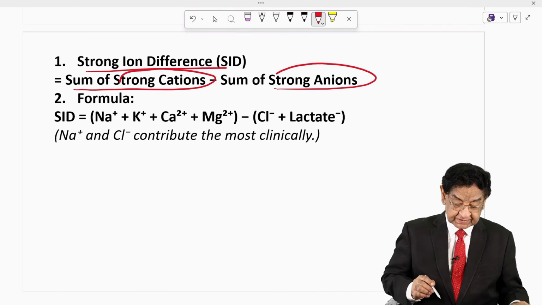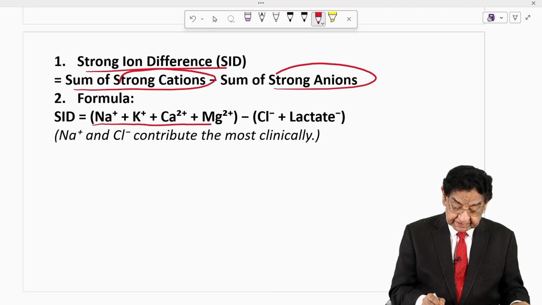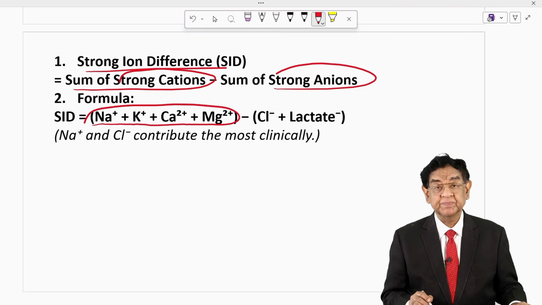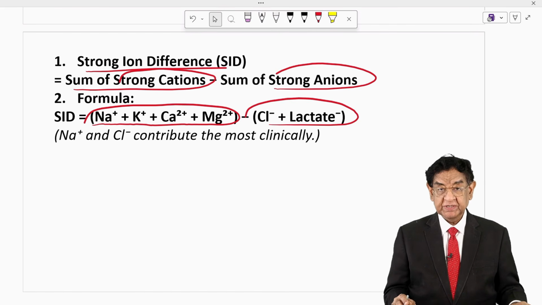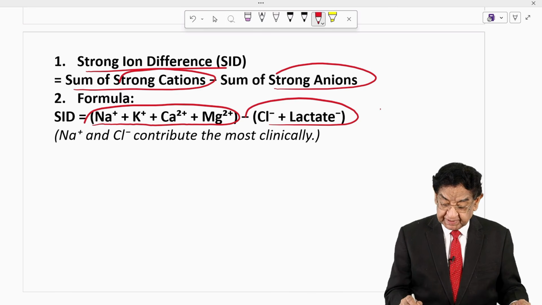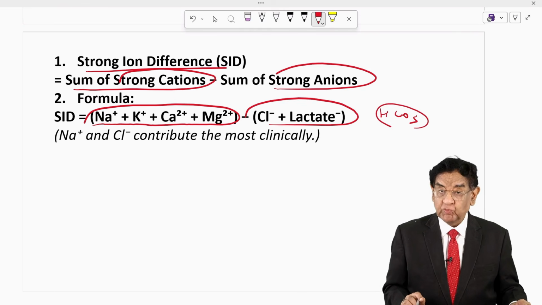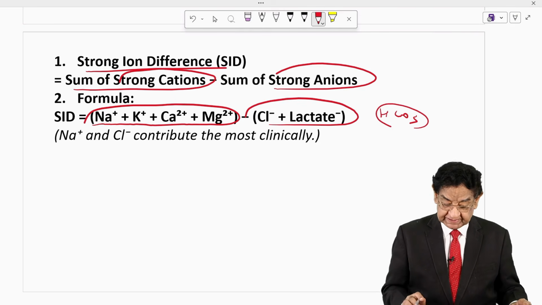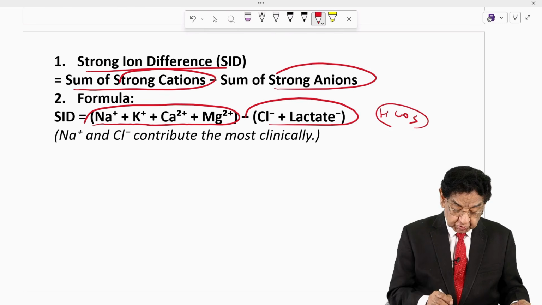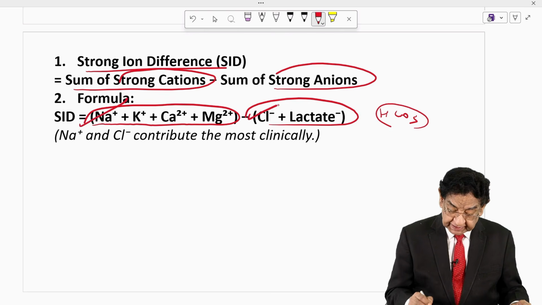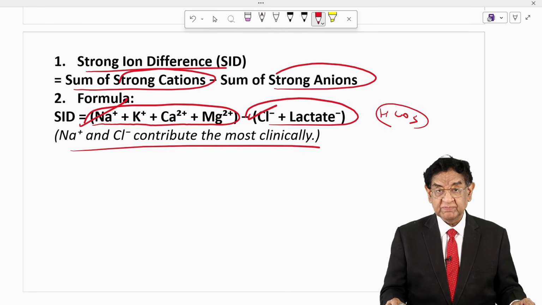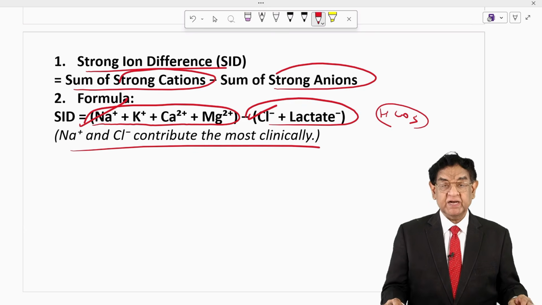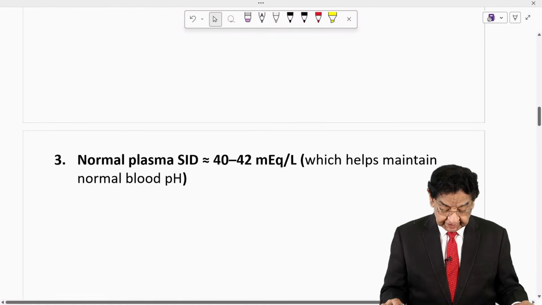So the formula is sodium, potassium, calcium, magnesium minus chloride and lactate. Point to be noted here, bicarbonate is not included in this formula. Why? I'll tell you in the coming slides. Now, sodium and chloride contribute the maximum because their values are far more than others. With this background of simple formula, we move further.